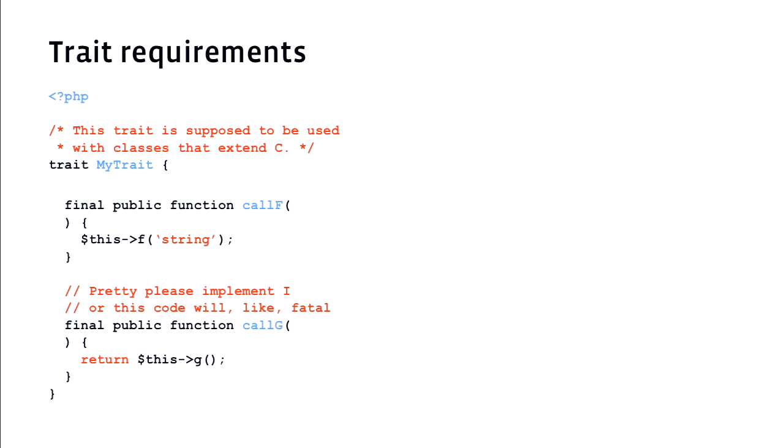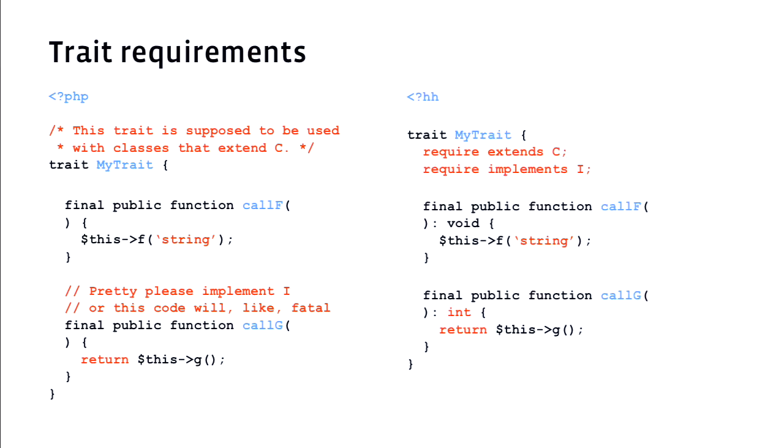So that is nice, but for static analysis purposes, you really don't want to be reading comments and trying to make sense of this prose. So we introduced something called trait requirements. And that is just a simple syntax, require extends C, require implements I, that is equivalent to those comments, except that it's actually enforced at the use side of the trait.